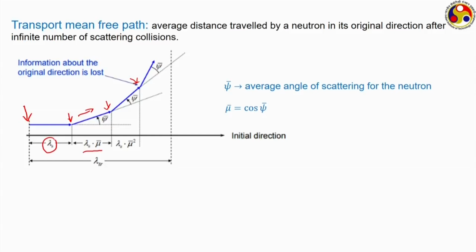So, while the neutron will first experience scattering after travelling this lambda_s distance, it will be able to travel only lambda_s into mu bar in the original direction of motion. It is important to note that we are doing everything in terms of the initial direction of motion. So, lambda_s mu bar will be the distance it will travel before the second scattering collision, and mu bar squared before the third one, and this way it will continue till infinity.